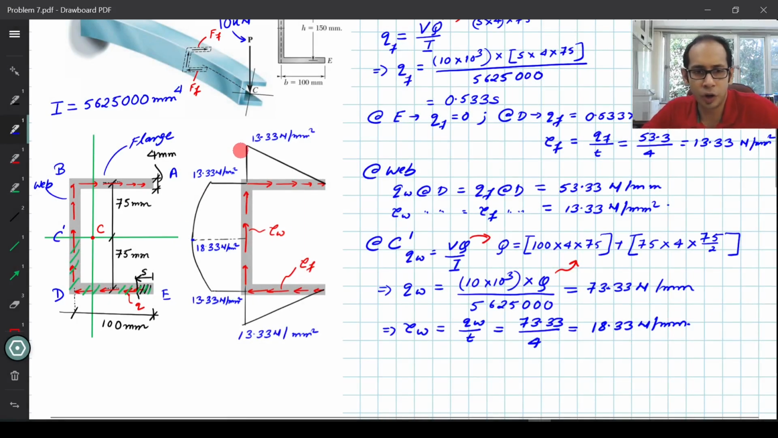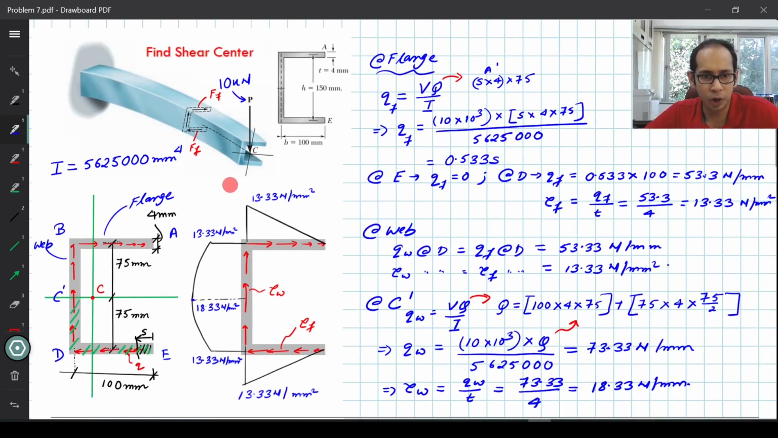What I have just drawn over here is the distribution of the shear stress. The shear stress in the flange varies from 0 to 13.33 over here, and from 0 to 13.33 on the other side. Just like the flow of water, this ordinate must equal this one because there is no extra water coming from anywhere. So this must also be 13.33, and at the center at C prime what we calculated is 18.33. From here to here is a parabolic variation, and the rest is just a mirror image at the bottom.